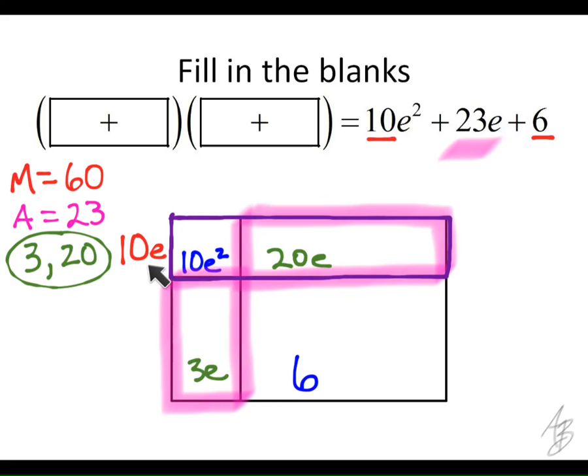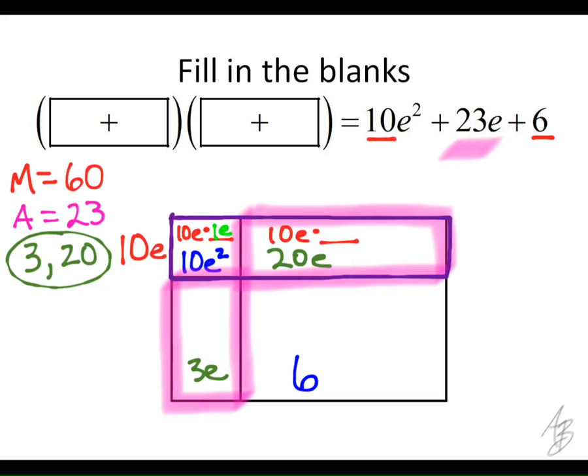Basically what I'm doing here is factoring the GCF of just these two rectangles. So then I know that this is going to be 10e times something, and this is going to be 10e times something, and I can figure out what it is I multiply by 10e to get 10e squared. What is that going to be? 1e, right?